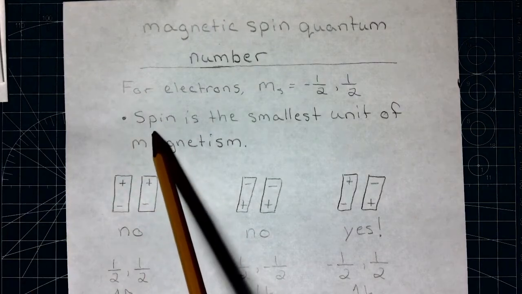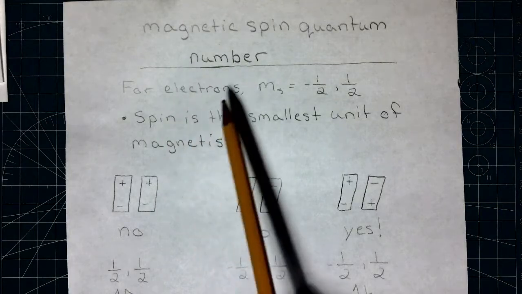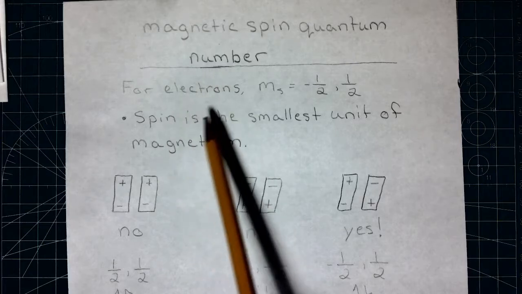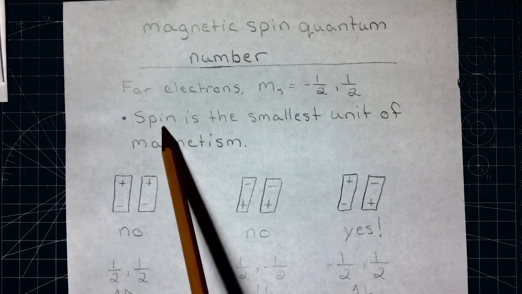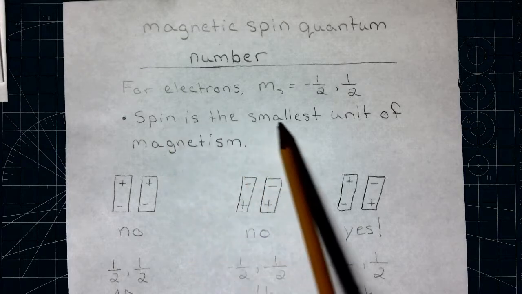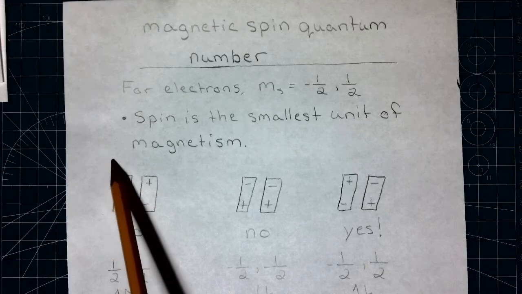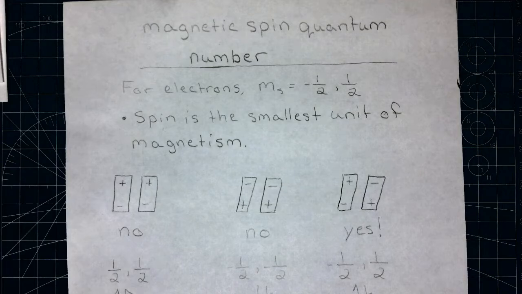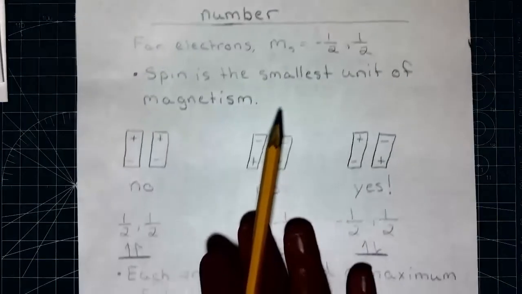There are a lot of texts that describe spin as the actual spinning of an electron. And for some really technical reasons, that's not really a good way to think about it, and we can't really test to see if an electron's really spinning anyway. What's important to realize is that spin is the smallest unit of magnetism, just like charge would be the smallest unit of electricity. And I think that it would probably be best that we just leave it at that.